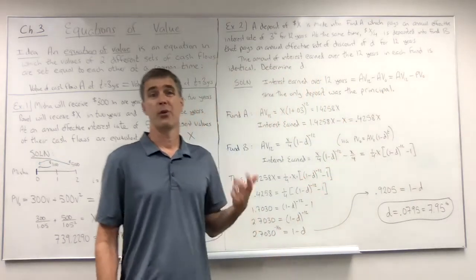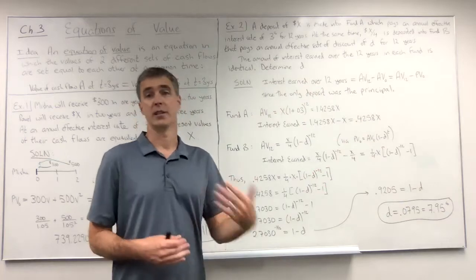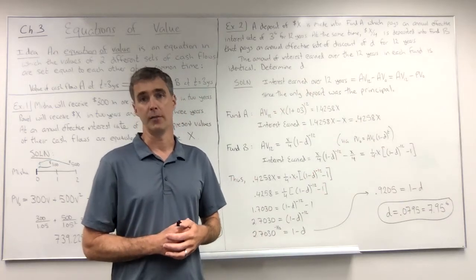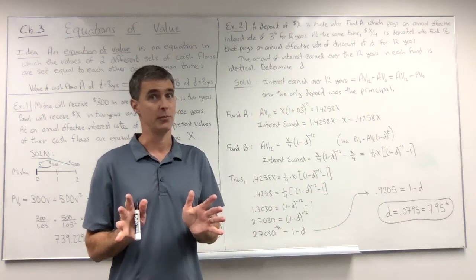Now, if we had thrown in some more deposits at time 2 and at time 4 and at time 8, this problem would have gotten considerably more complicated, right? But still, not too much more complicated.